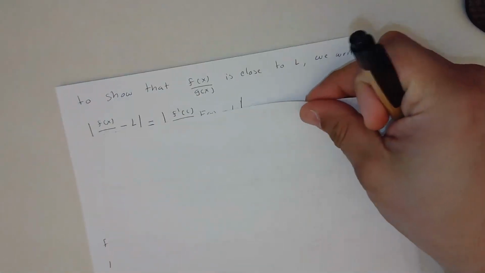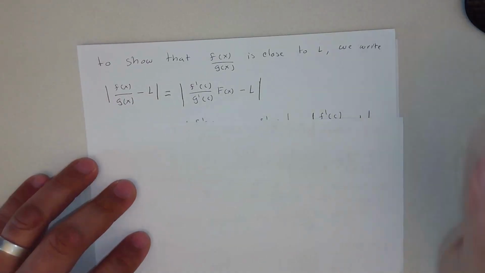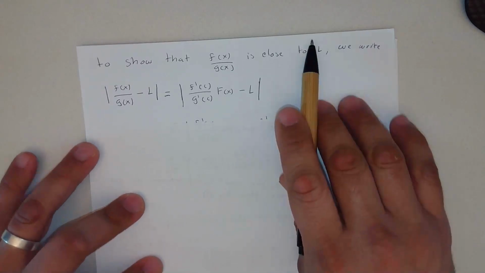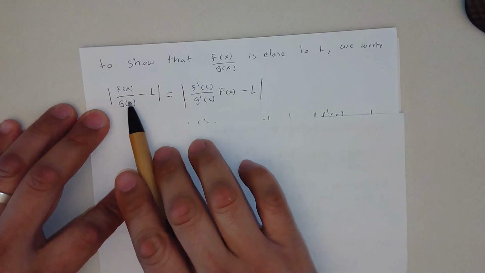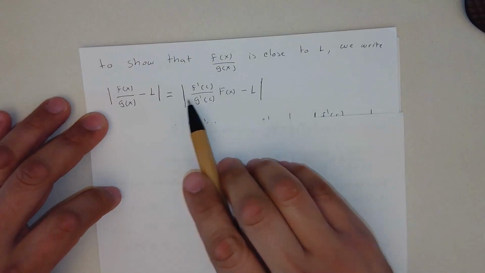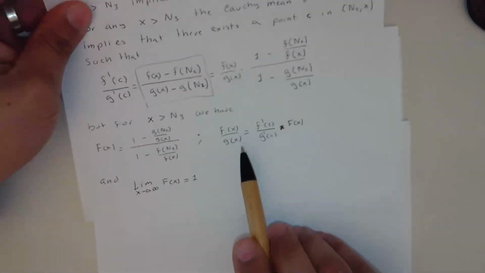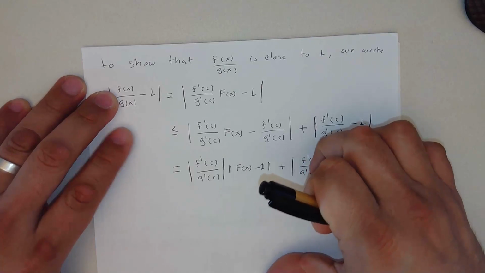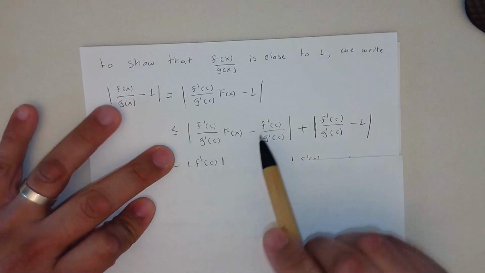So now that we have that, to show that this function is very close to L, we write, let's say, the function f of x over g of x minus L in an absolute value. We can replace it by the function that we just obtained from here. So basically this function. And we will have this, okay?